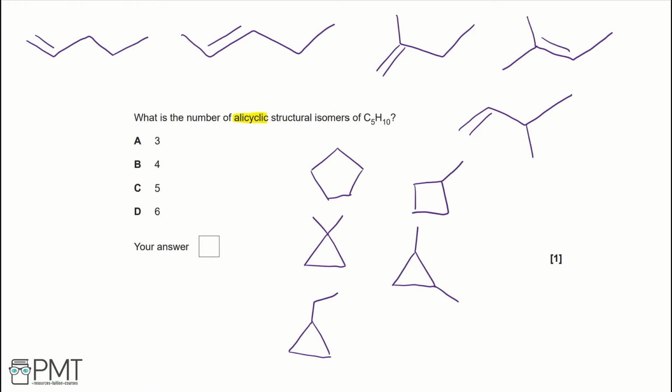So alicyclic is when you have an all-carbon ring. And this carbon ring can be saturated or unsaturated, but it needs to be a carbon ring and it needs to be all carbon. So looking at these structural isomers we have, the only all-carbon rings are these 5 at the bottom. So these 5 are saturated because they are all alkanes and there are no double bonds. So there are 5 of them, so the answer for this question is going to be C. And to get the mark for this question, you need to write C in the answer box provided.